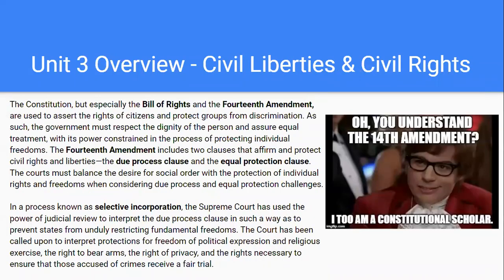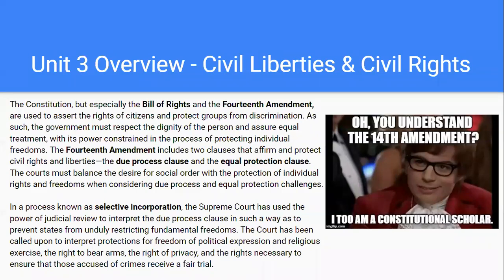Civil liberties and civil rights. Again, we're going to get into the 14th Amendment. It's huge. 14th Amendment, make sure you understand that. It says two clauses here. There's really three clauses. You have the citizenship clause first. Basically says that any person born in the United States is a U.S. citizen. Okay, so it establishes any person born or naturalized in the U.S. is a U.S. citizen.